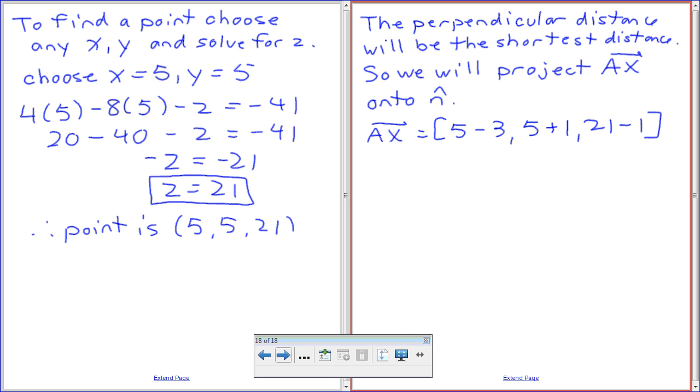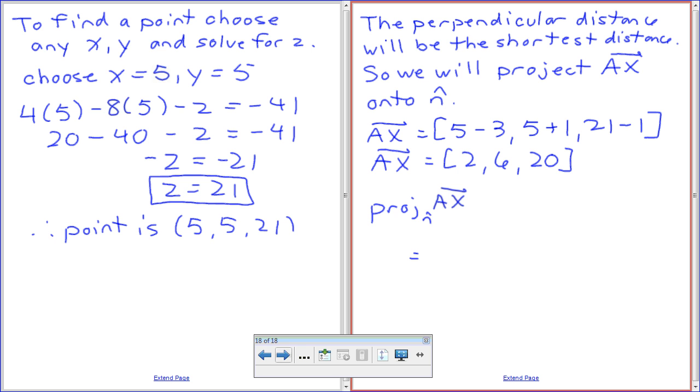The nice thing is point X can be anything, not anything, anything that fits the scalar equation, right? So it doesn't have to be that. So AX then equals 2, 6, and 20. So what we're doing then is we're defining the projection of AX onto N.